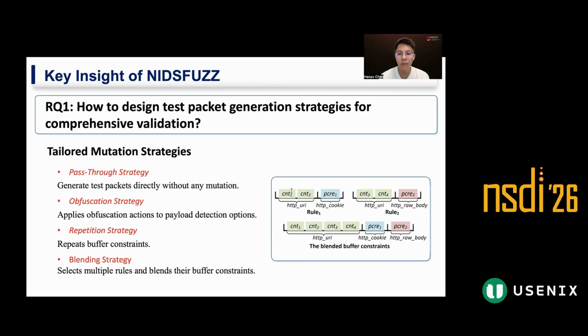And the fourth is the blending strategy. We pick multiple rules at a time and blend their buffer constraints into a single packet. This is how we surface issues like overlap and conflict across rules. Together, these 4 strategies cover a broad spectrum of rule enforcement issues.